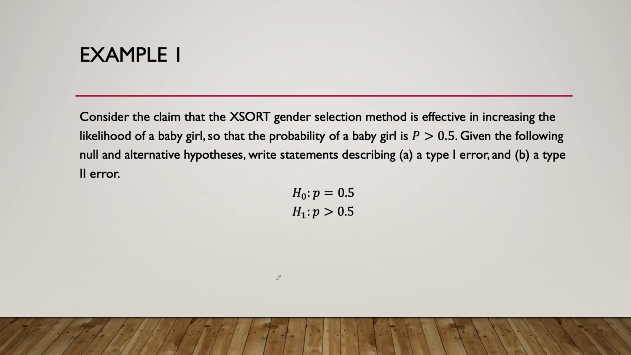So, for example, consider the claim that the XSort gender selection method is effective in increasing the likelihood of a baby girl, so that the probability of a baby girl is greater than 0.5. Given the following null and alternative hypotheses, we want to write statements describing a type 1 error and type 2 error. So, null hypothesis, p is equal to 0.5. Alternative, p is greater than 0.5.